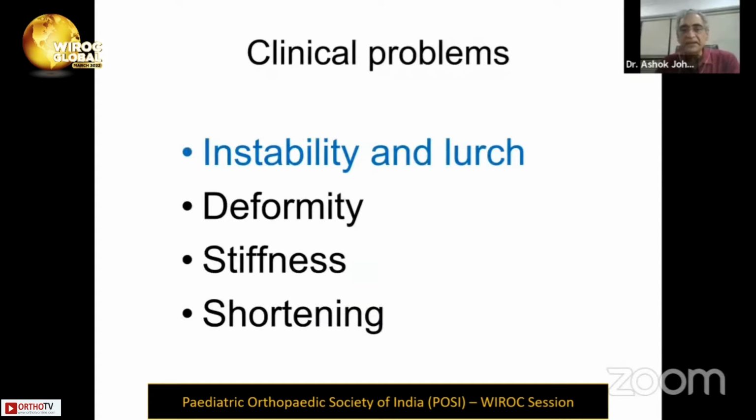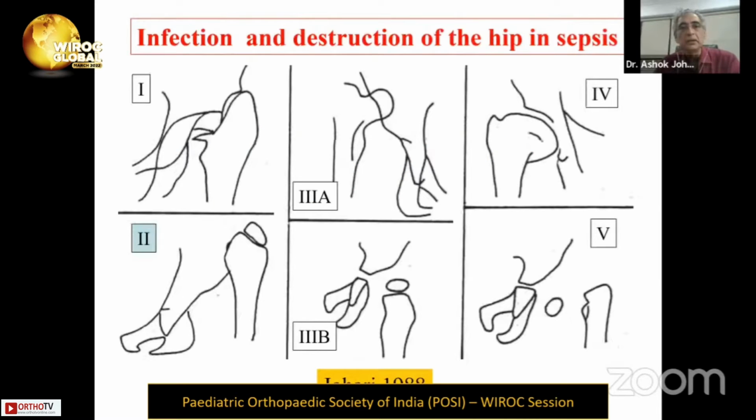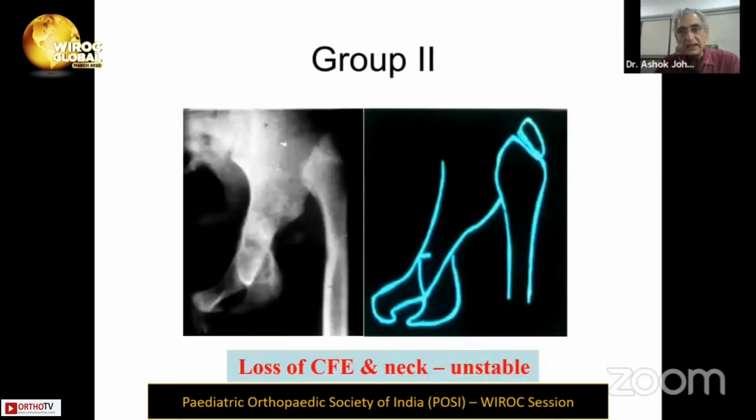So let's look at this very briefly. I know that we're going to be discussing cases, so I've not really kept case examples, but just the theory behind the management. So clinical problem when you have instability and lurch. Well, this is typically the group 2, the excision arthroplasty type of group, and you have instability and a lurch, but an excellent range of motion in most of these cases. And this is the example here, loss of capital femoral epiphysis and neck, an unstable group.